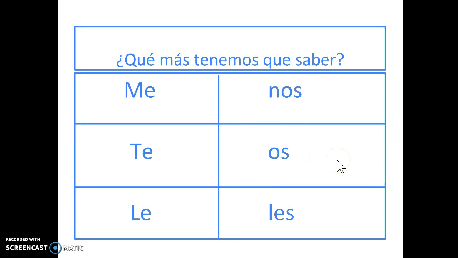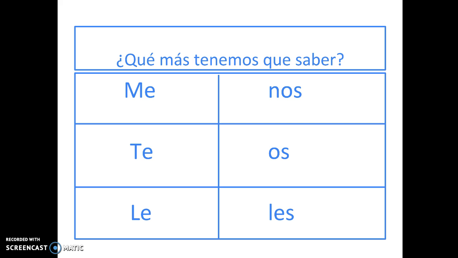Next thing you need to know is that we don't use subject pronouns with gustar. No yo or tú or él, ella, usted, etc. Instead, we use these pronouns that are called indirect object pronouns. And you've seen them in the past and may see them again a little later this year. But you need to remember that they don't actually mean I or you.